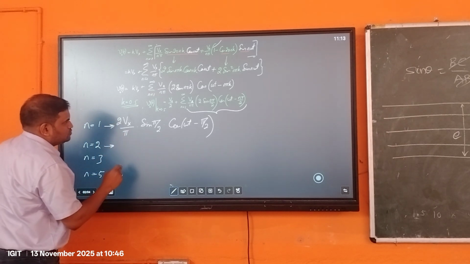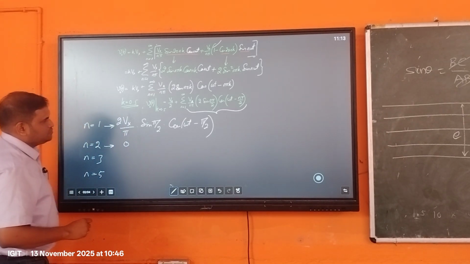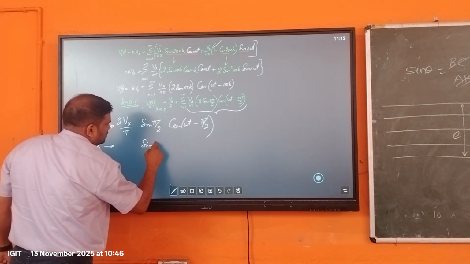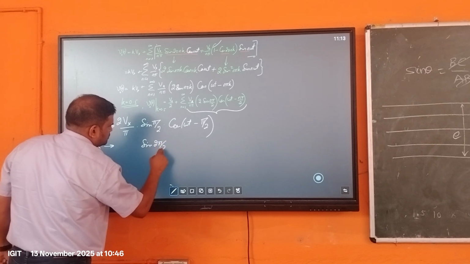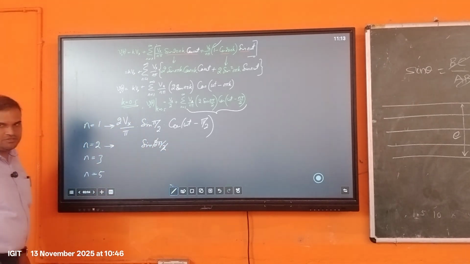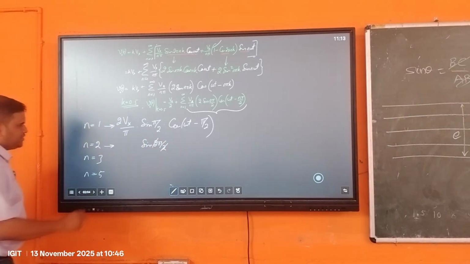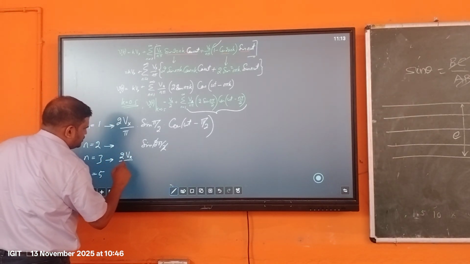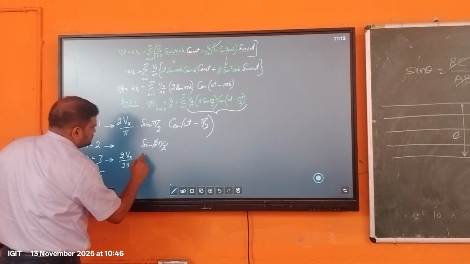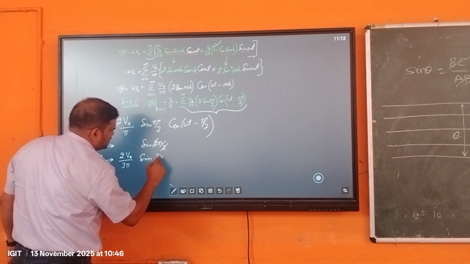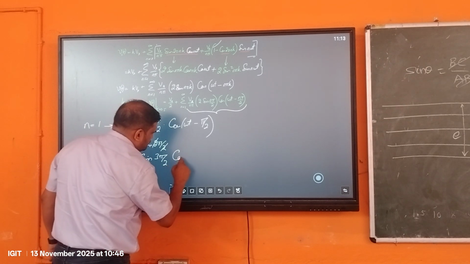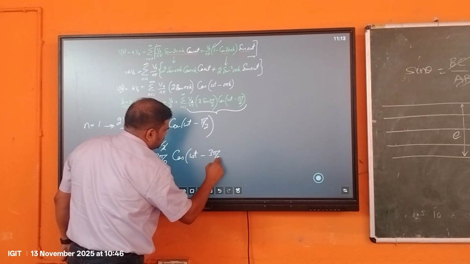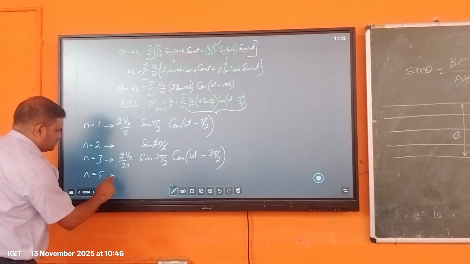For n is equal to 2, obviously this will be 0, because here it will be sine of 2 pi by 2. So the 2 cancels out, and sine pi is 0. And for n is equal to 3, this is 2 Vs by 3 pi sine of 3 pi by 2 into cos of omega t minus 3 pi by 2. For 5, no need to go, it will be understood.